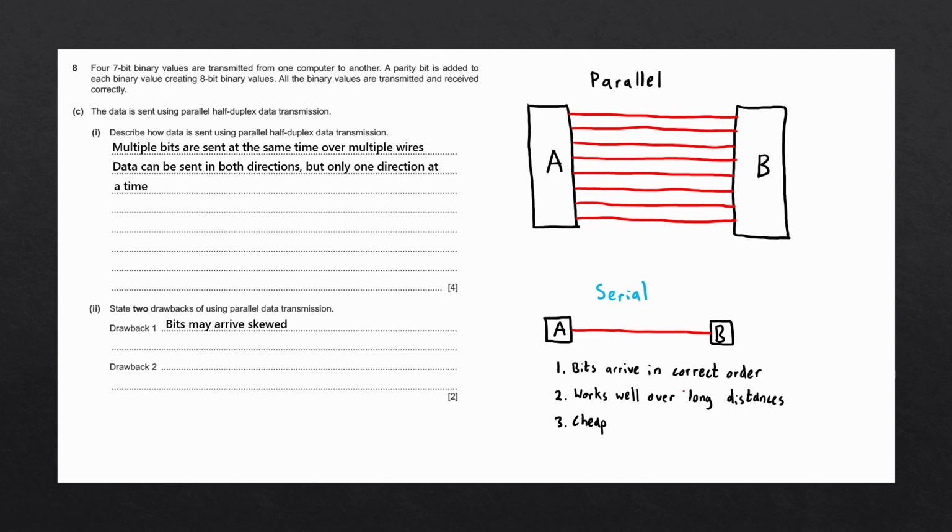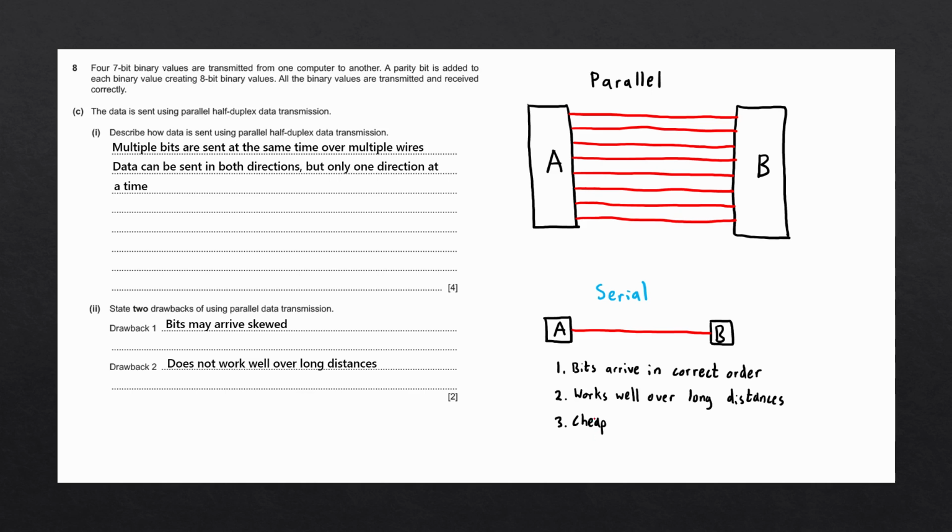The second advantage about serial is that it works well over very long distances. Does the opposite apply for a drawback for parallel? Well, the opposite of this would mean that it does not work well over long distances. Given that each wire in our parallel setup may have a different data transfer rate, the longer we extend the wire, the more skewed these bits may arrive. So yes, that does work as a drawback. Let's write that in. Even though we've completed both drawbacks, there are still more drawbacks we can think of.